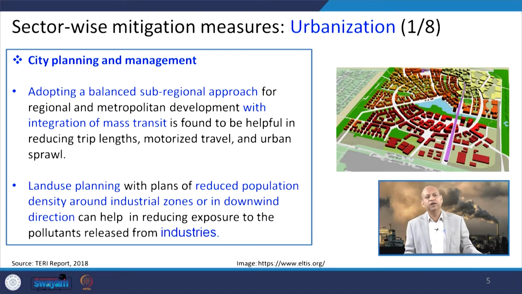Well, land use planning with plans of reduced population density around industrial areas or industrial zones, or in the downwind direction of those industrial zones, can help in reducing exposure to the pollution released by industries. Okay, so we have to be careful that the population should not be in and around the industrial zones or in the downwind direction, because the pollution emissions will travel to the downwind directions.